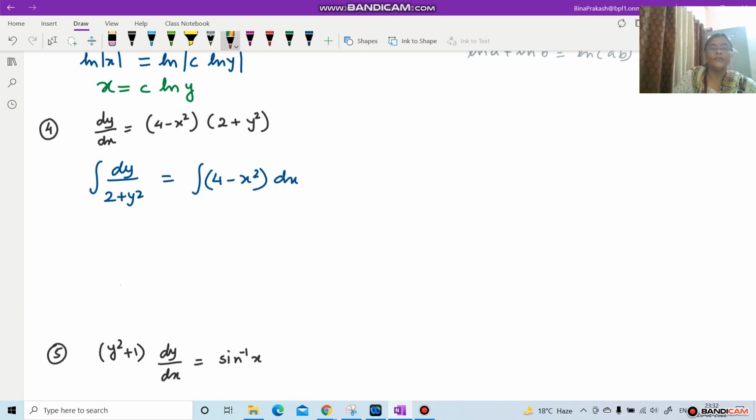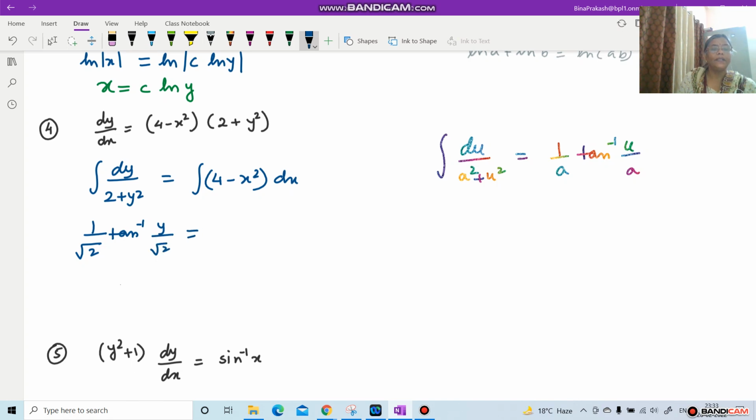So the integration of this takes the form, it is du on a square plus u square. The answer to this is 1 on a tan inverse u on a. So as per this formula, we have it as 1 on root 2 tan inverse y on root 2. And the right side is a simple polynomial, so its answer is 4x minus x cube upon 3 plus c. We don't need to write any simplification, we can leave it in this form.